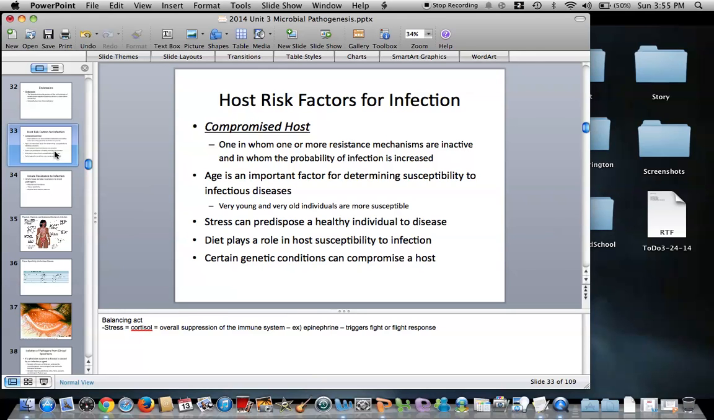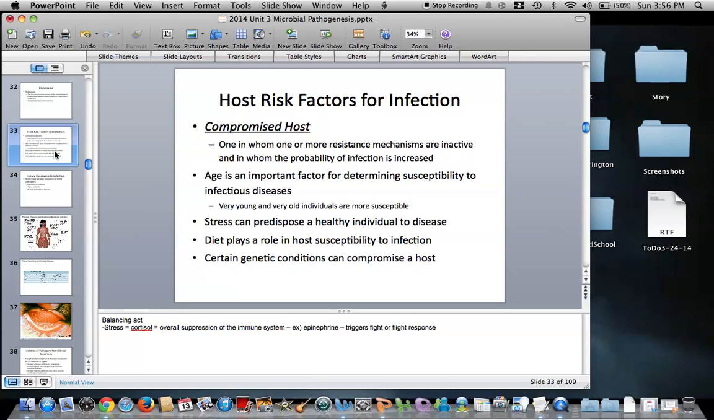Host risk factors for infection. Compromised host, one in whom one or more resistance mechanisms are inactive and in whom the probability of infection is increased. Age is an important factor for this, so as you get essentially beyond 30, your immune system starts going downhill. But that usually doesn't show up till late 50s, early 60s, and then it gets steadily worse. Stress can predispose a healthy individual to disease, because stress will downregulate your immune system, because of cortisol, and diet plays an essential role in host susceptibility.